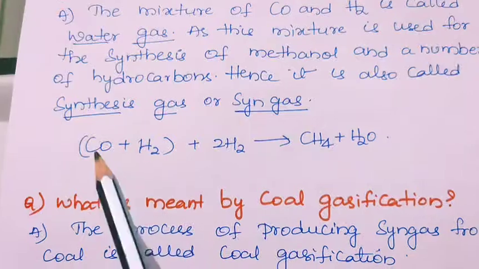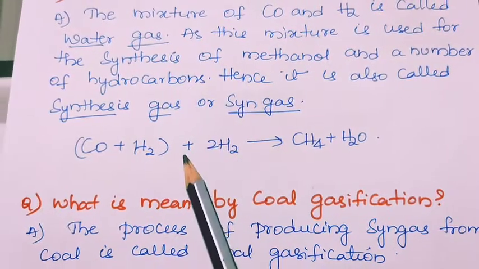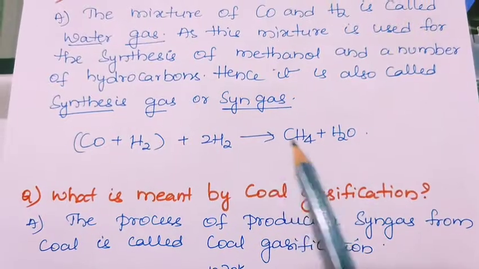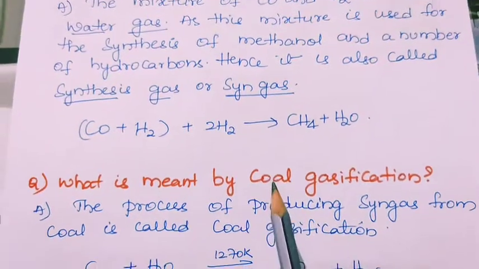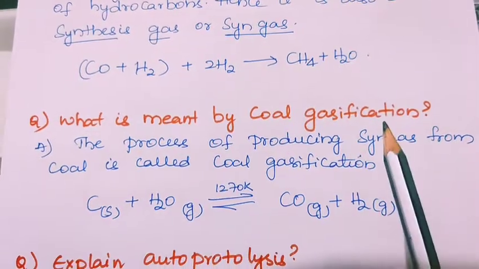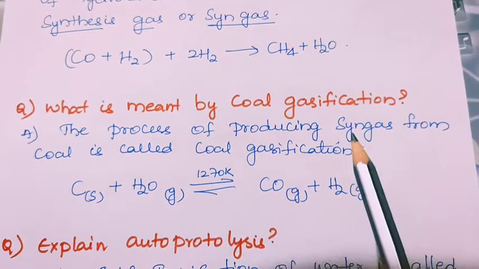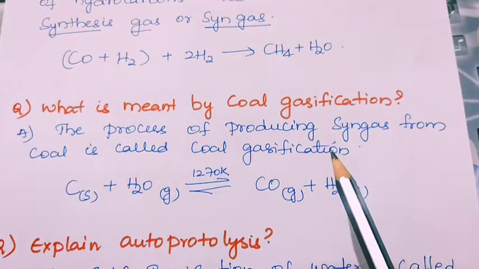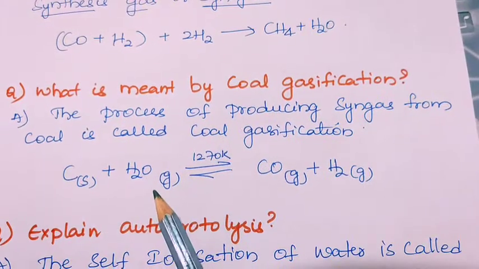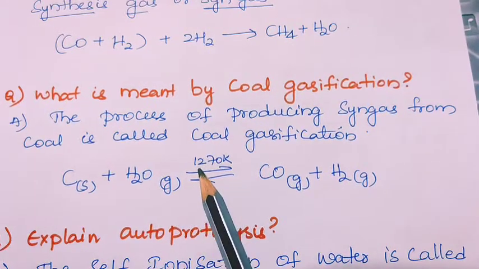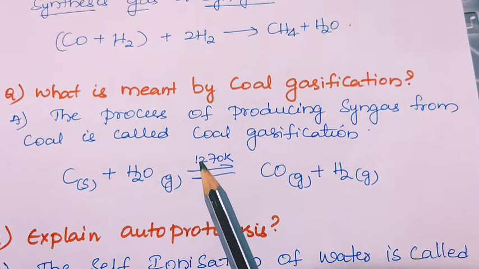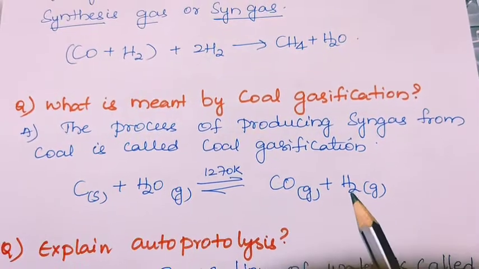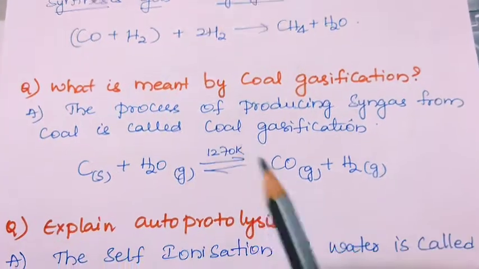So we'll see the equation. Carbon monoxide plus hydrogen in the presence of hydrogen gives methane plus water. So here synthesis of methane. Next, what is meant by coal gasification? The process of producing syngas from coal is called coal gasification. Carbon plus water, at a high temperature, that is 1270 Kelvin, forms carbon monoxide plus hydrogen. So this is coal gasification.